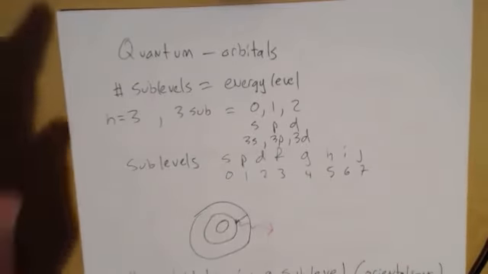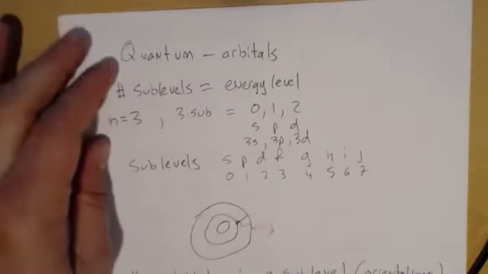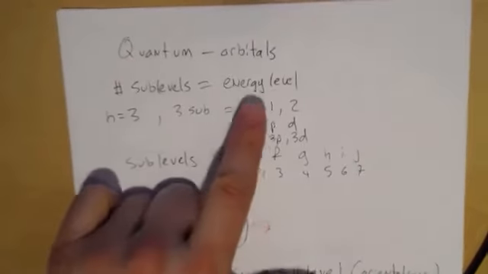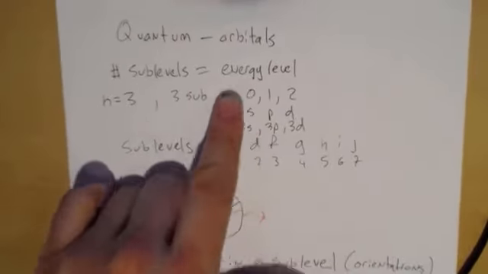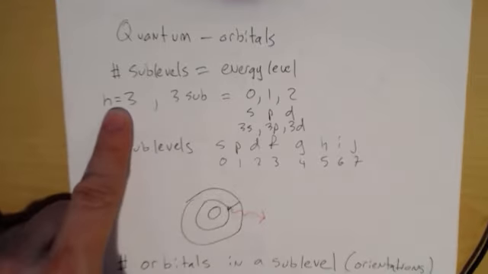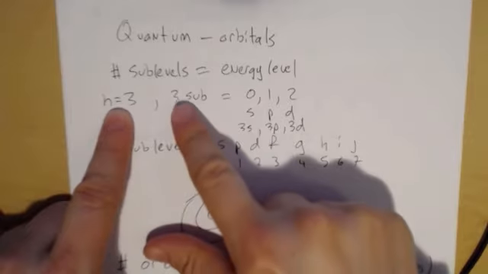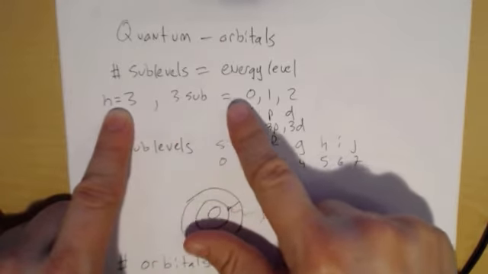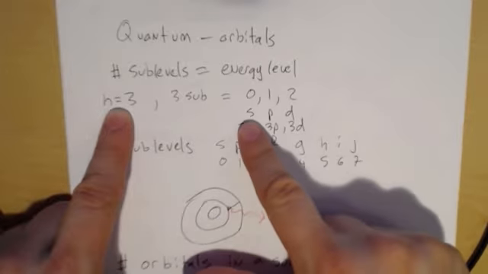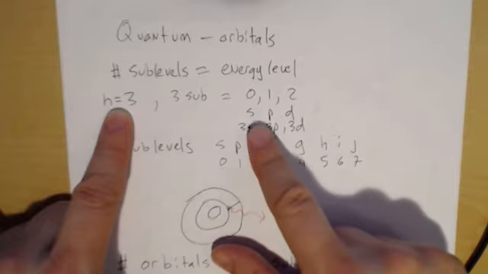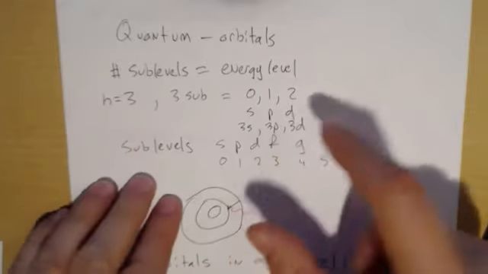A recap of the electron configuration worksheet. The number of sublevels is equal to the energy level. So for instance, when n equals 3, we have 3 sublevels because it goes from n minus 1 down to 0. At n equals 3, we can have 2, 1, and 0, which represent S, P, and D. Specifically, we'd be talking about the 3s, the 3p, and the 3d.